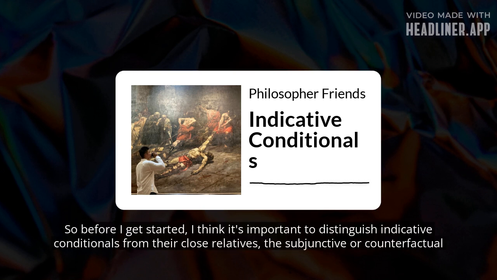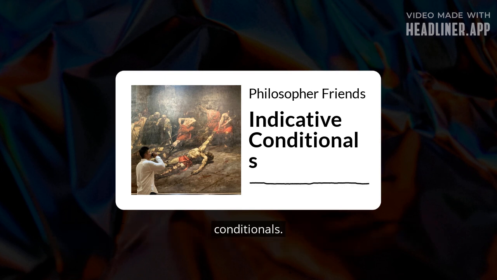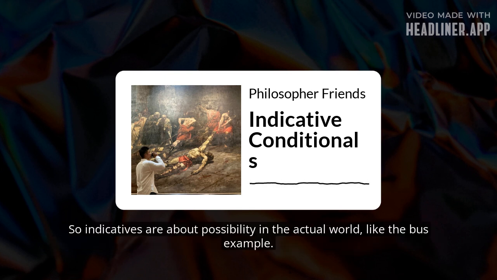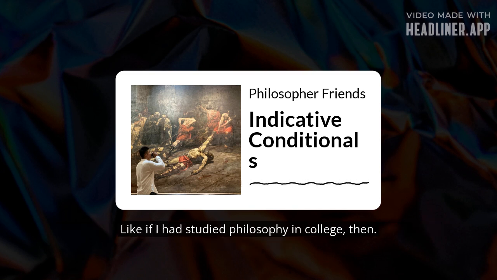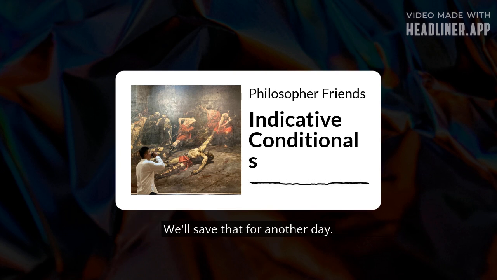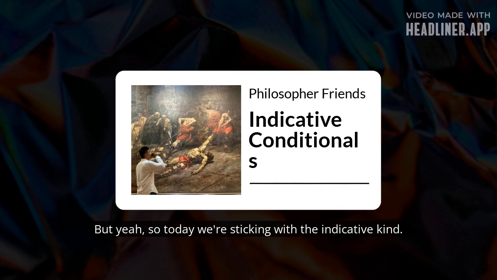Before we get started, I think it's important to distinguish indicative conditionals from their close relatives, the subjunctive or counterfactual conditionals. Indicatives are about possibility in the actual world, like the bus example. Counterfactuals explore what would be the case if something different had happened, like if I had studied philosophy in college then. We could do a whole other deep dive on that. We'll save that for another day. Today we're sticking with the indicative kind.